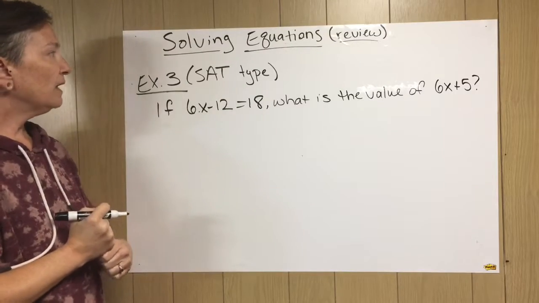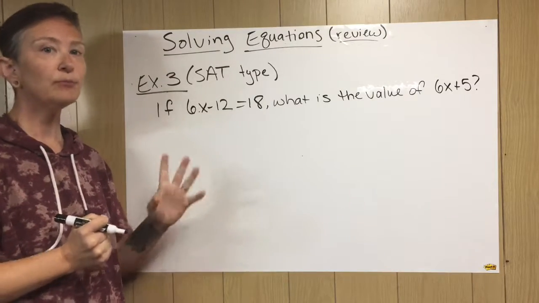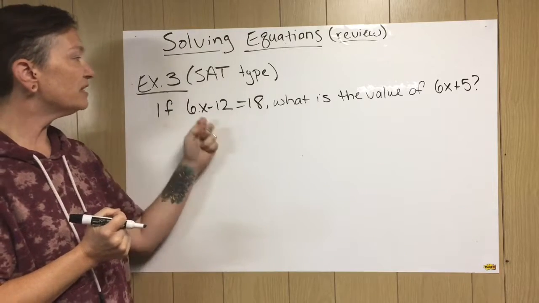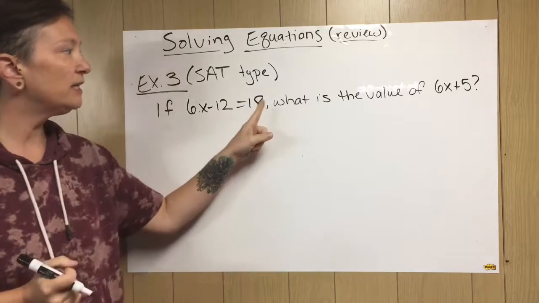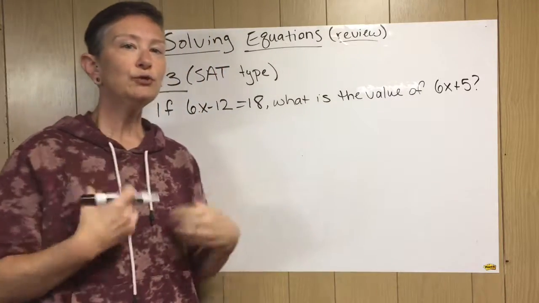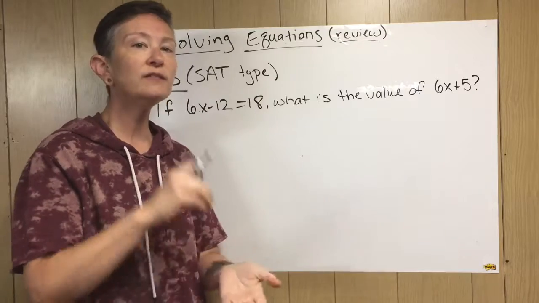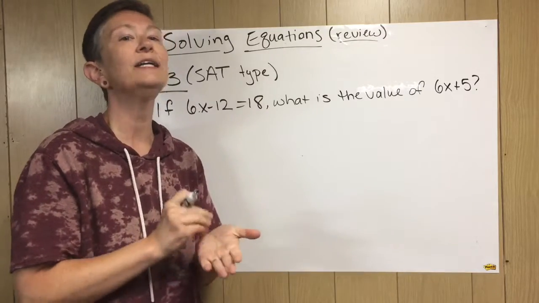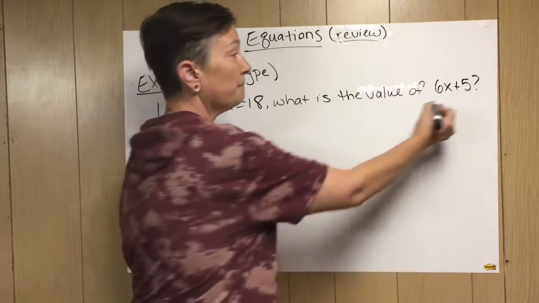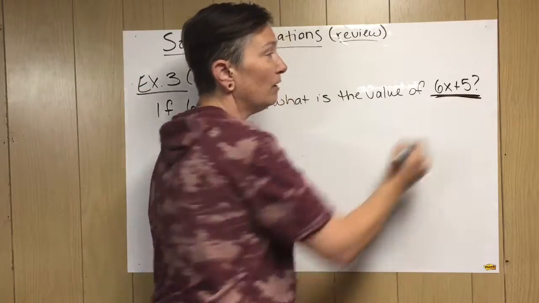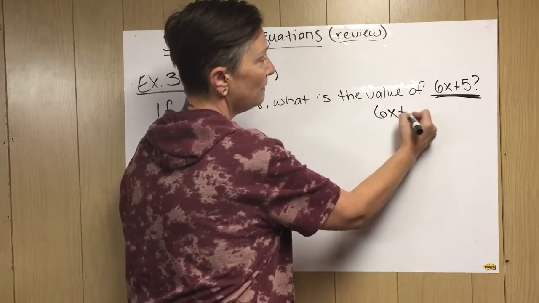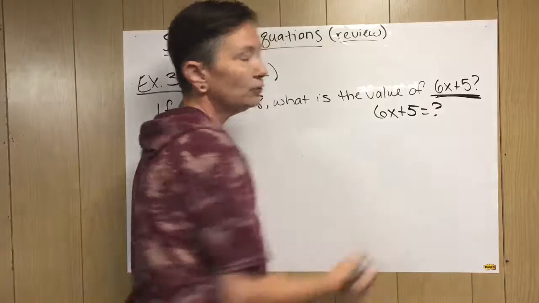Next example, and this is an SAT type problem, and that's kind of why we're bringing it up at the moment. So if 6x minus 12 is equal to 18, what is the value of 6x plus 5? So what you need to do is ask yourself, what is the question I need an answer to? So the answer would be the value of that expression 6x plus 5. So 6x plus 5 is equal to what?